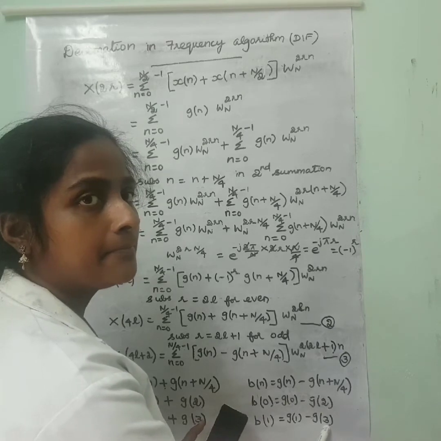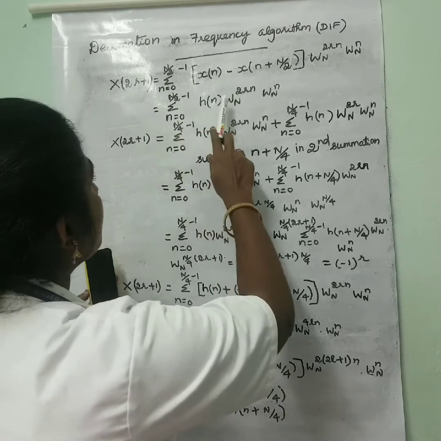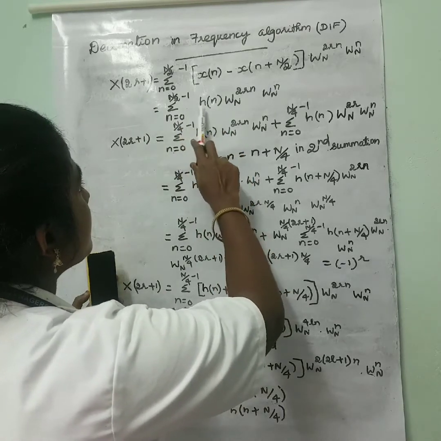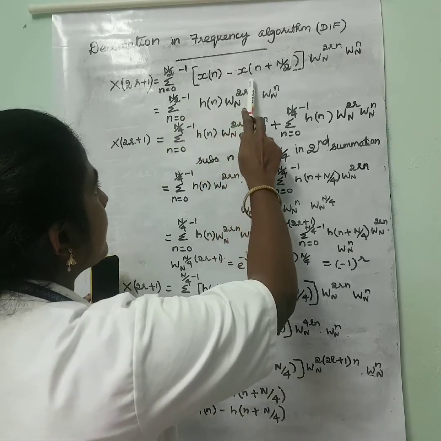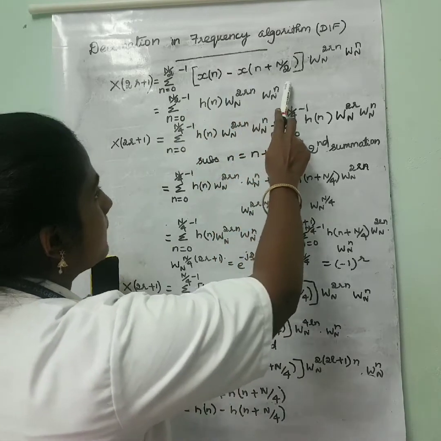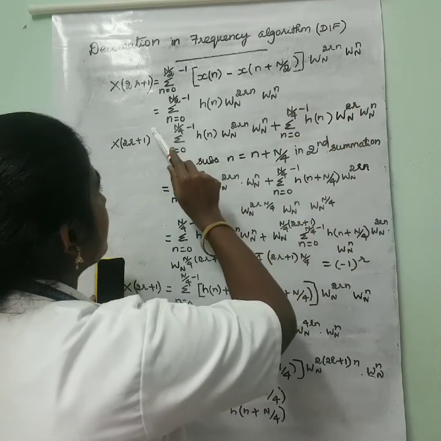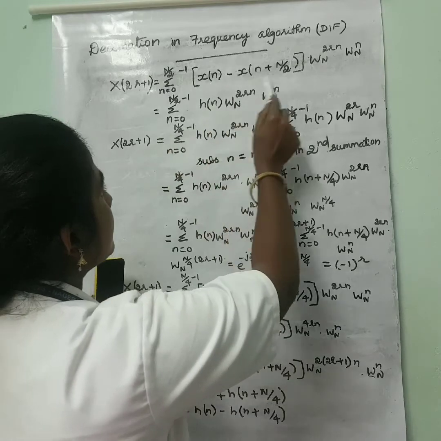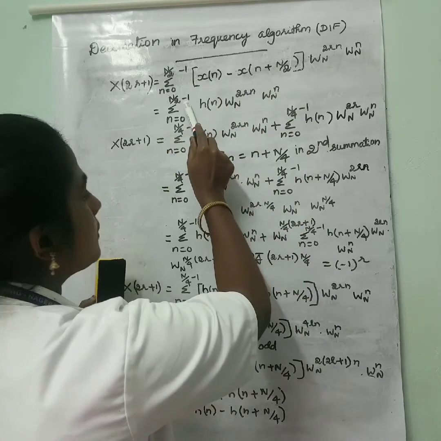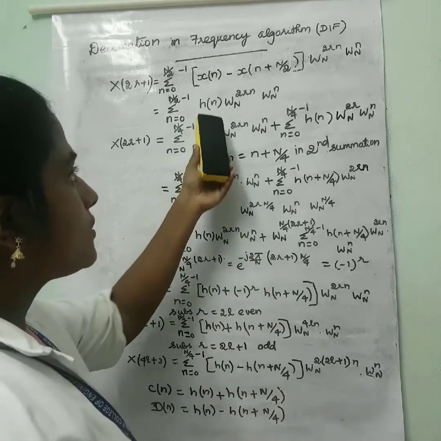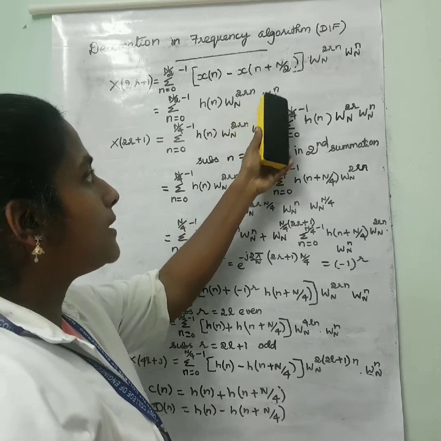Similarly, we can simplify this equation also, that is x of 2r plus 1 is equal to summation n is equal to 0 to N by 2 minus 1 of x of n minus x of n plus N by 2 into W_N power 2rn into W_N power n. That is equal to, we have to take this term as h of n. So summation n is equal to 0 to N by 2 minus 1 of h of n into W_N power 2rn into W_N power n.